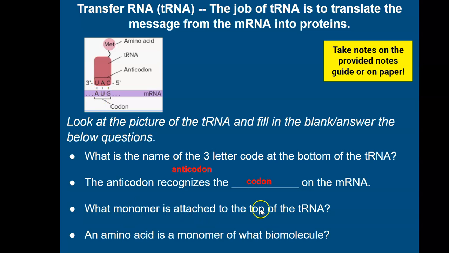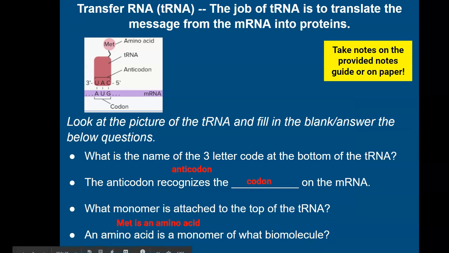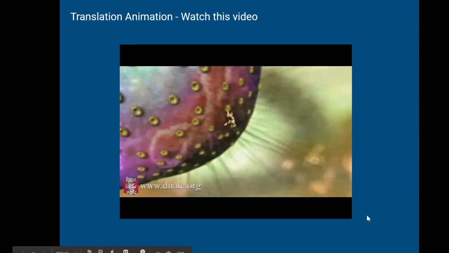What monomer is attached at the top of the tRNA? Methionine is an amino acid which corresponds with AUG. And so this transfer RNA knows, oh look, it's an AUG. I need to bring in a methionine. So it's an amino acid. And I know an amino acid is the monomer, right? We've said this about 3 times, maybe more. It's a monomer of what biomolecule? We know it's the monomer of a protein. It's cut off my screen, but you just heard me say it. And we've said it a few times throughout the slideshow.